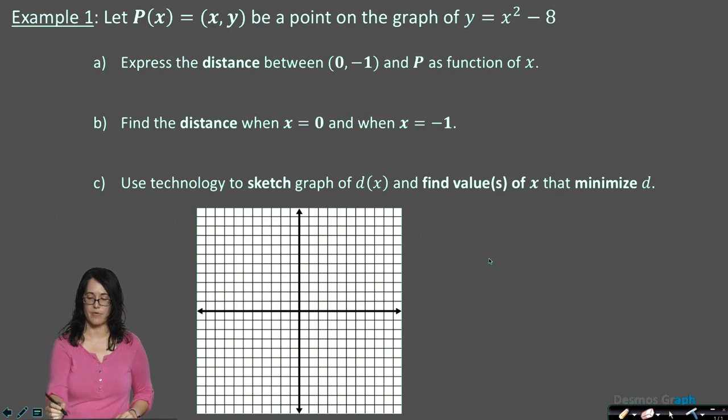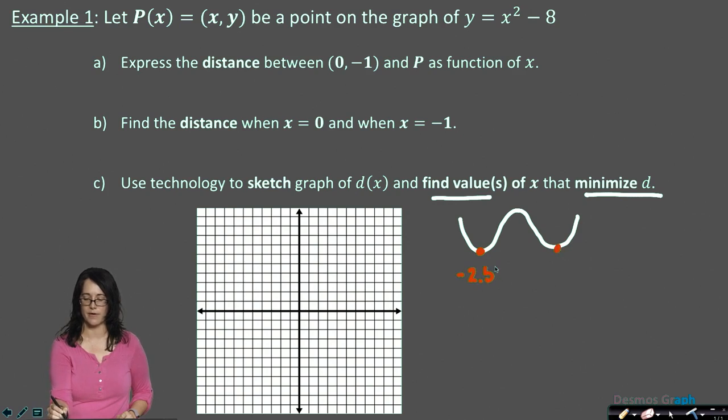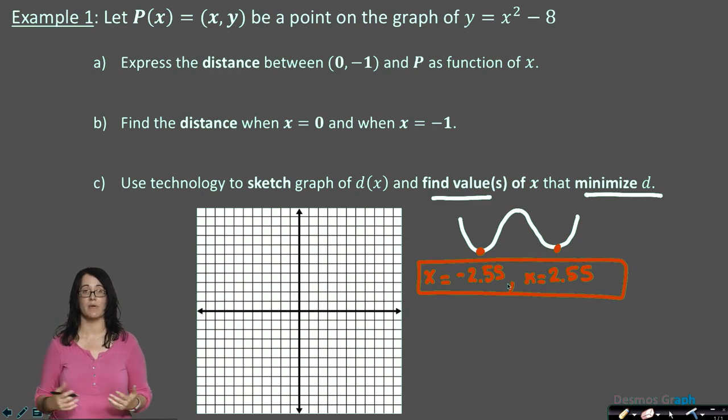Okay, so now we know that the value which should be minimizing our distance, based on the graph that we got, we went and found our minimums, and they occurred at the x value negative 2.55 roughly and positive 2.55. Those were the x values when we got those minimums. Okay, so those would be our answers. When x equals negative 2.55 or positive 2.55, that would be when we expect to be closest, the minimal distance is closest to that fixed point.